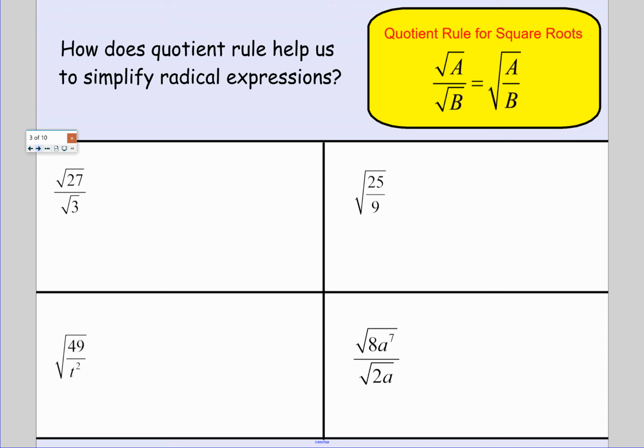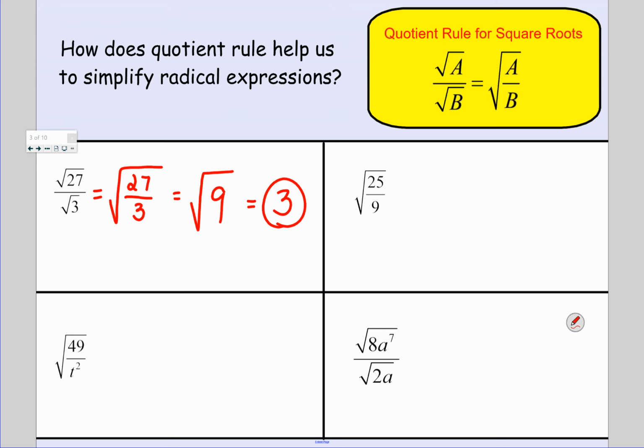that are being divided. So the square root of 27 divided by the square root of 3. I don't know what either of those 2 square roots are because they're both irrational numbers. But if I use my quotient rule, I could rewrite this expression as the square root of 27 divided by 3. And I know what that is, because I know that 27 divided by 3 is the number 9. And now that I know it's just the square root of 9, I can simplify this to 3. So the quotient rule helps us simplify these expressions.